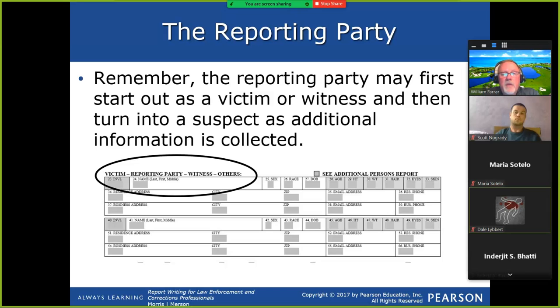And a lot of agencies, they have forms for these types of things, and you guys have been typing on them already. But remember, the reporting party may first start out as a victim or a witness. And sometimes after you get additional information, they might actually turn out to be involved. So that's why fact gathering and not taking the first statement from somebody is really, really important to be able to kind of dive down into a person's statement.